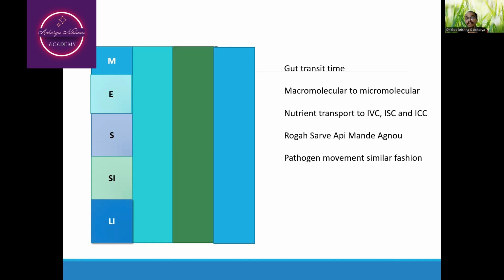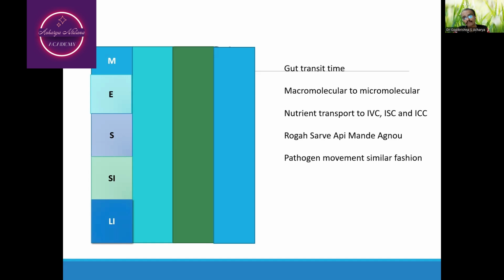The intracellular compartment, interstitial compartment, and intravascular compartment outside the bones, joints, and marma are considered to be Bahya Rogamarga. The intracellular compartment, interstitial compartment, and intravascular compartment inside the bones, joints, and marma are considered to be Madhyama Rogamarga.